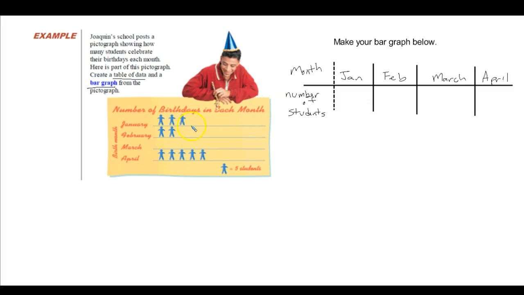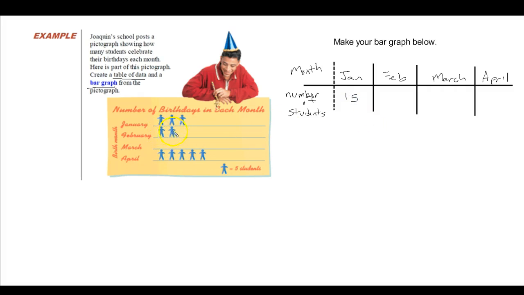Alright, so January, we could say there are 3, but that would not be correct. Why not? Because down here, looking at the scale, we have each one of these little blue people represents 5 students. So I've got 5, 10, 15. So in January, we have 15.